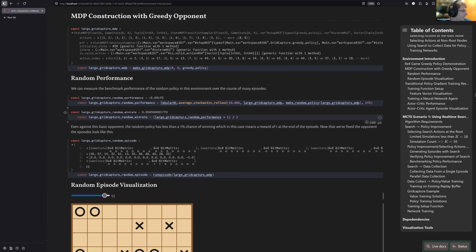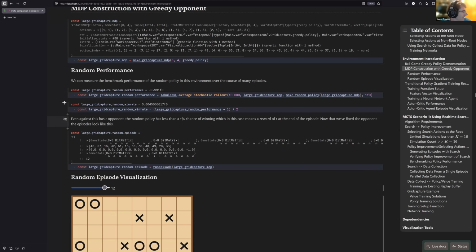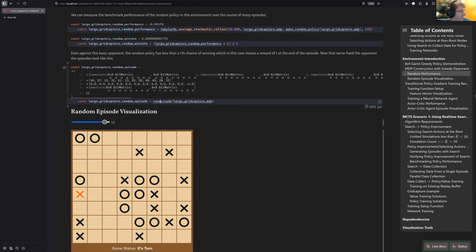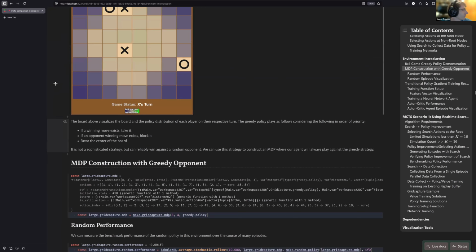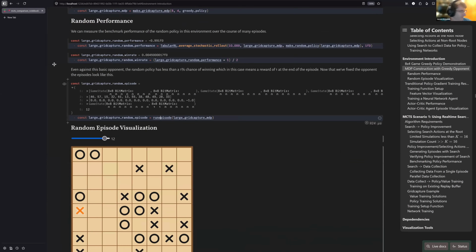This will be equivalent to the win rate, and we can see that even against this greedy opponent, which is not that sophisticated, we're winning less than 1% of the time. Now we can generate an episode in the MDP, as opposed to what I showed earlier, which was these players alternating turns.